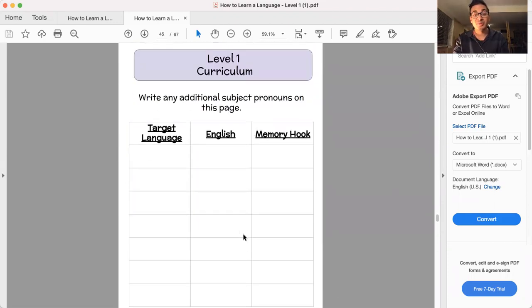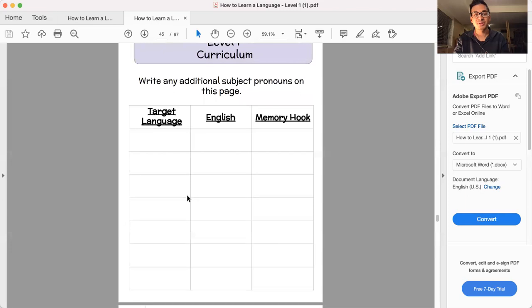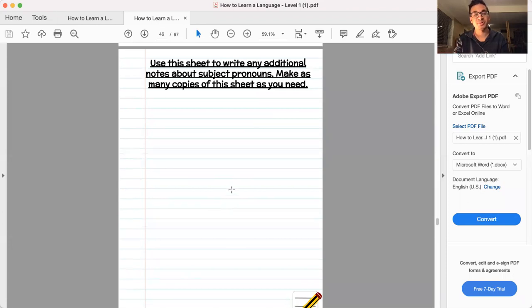For those of you that purchased the workbooks, I've given you an additional table here in case there are additional subject pronouns that you want to write down. You can make as many copies of this sheet as you would like. And then, of course, here I have a sheet where you can make any additional notes about subject pronouns. And you may need lots of pages if your language has very unique subject pronouns that you're not used to seeing.